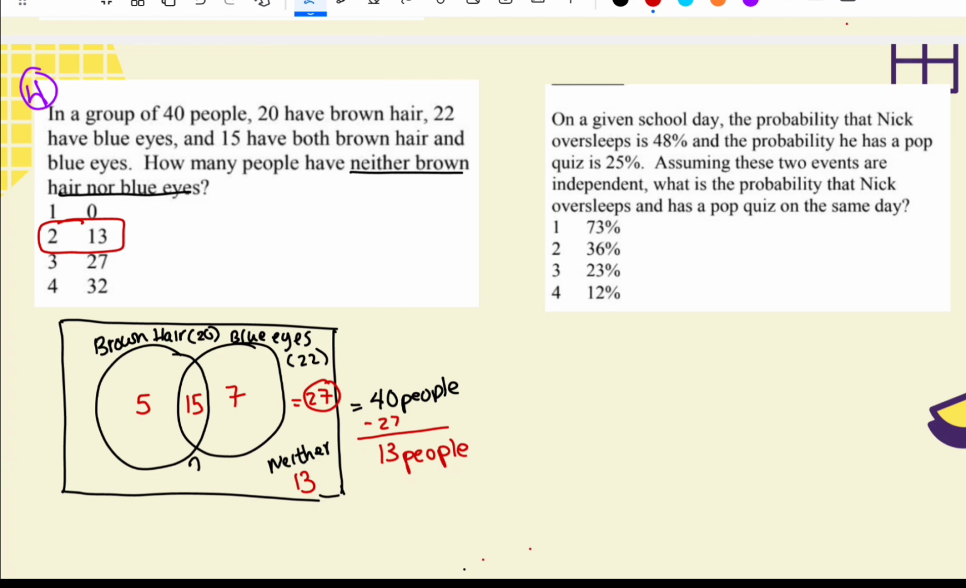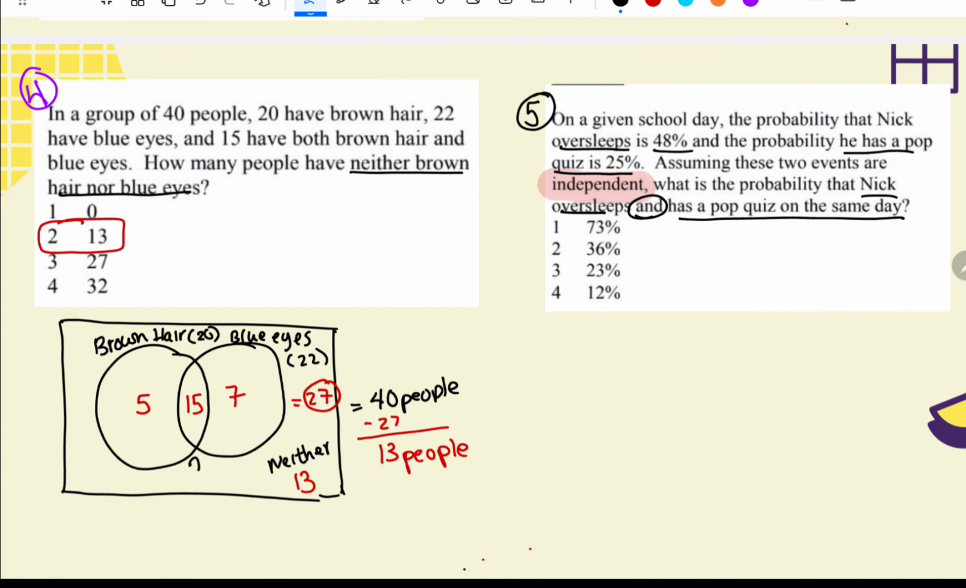Now, question number 5. It says, on a given school day, the probability that Nick oversleeps is 48%. The probability that he has a pop quiz is 25%. Assuming that these two events are independent, what is the probability that Nick oversleeps and has a pop quiz on the same day?